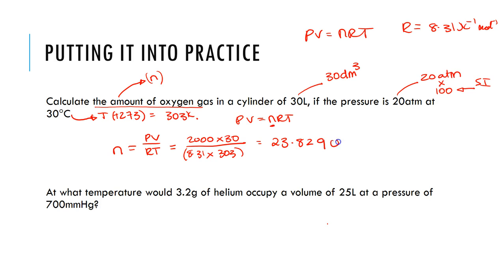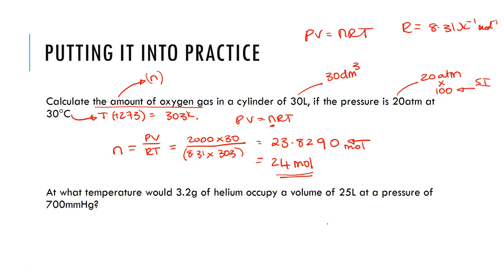23.8290. Okay, and we're going to look at our significant figures here. We have 303 here, we've got 30, so we want two significant figures. Okay, so in this case it would be 24 mole. Note that I am leaving my unrounded value here so that my examiner can see what I've decided to do with my rounding. So in this case, we would have 24 mole will occupy 30 litres at a pressure of 20 atmospheres and 30 degrees C.